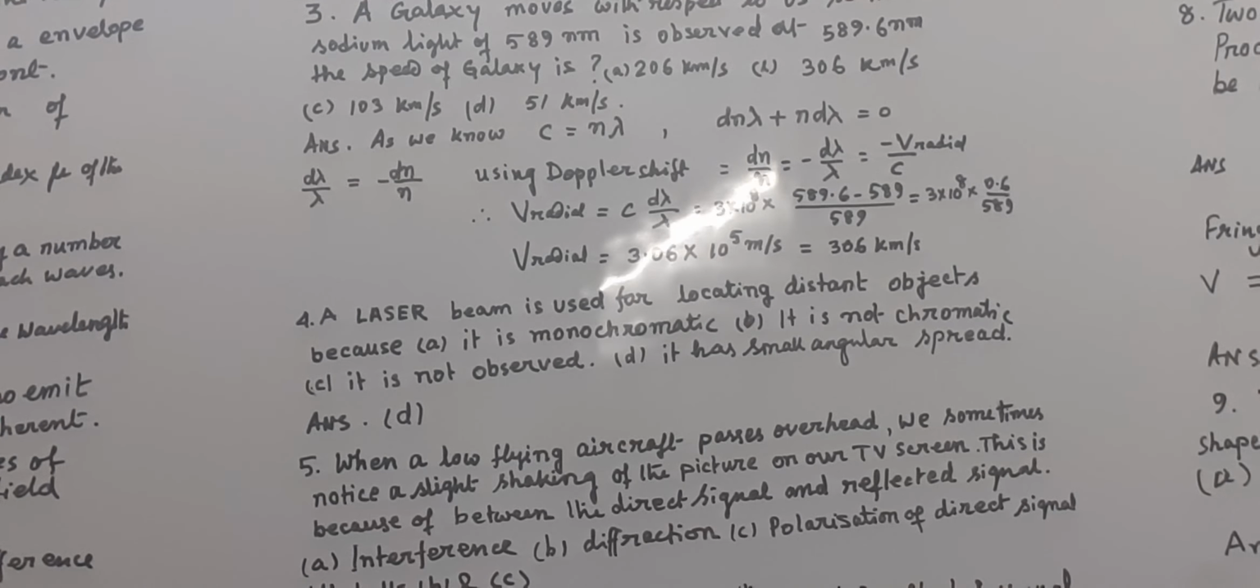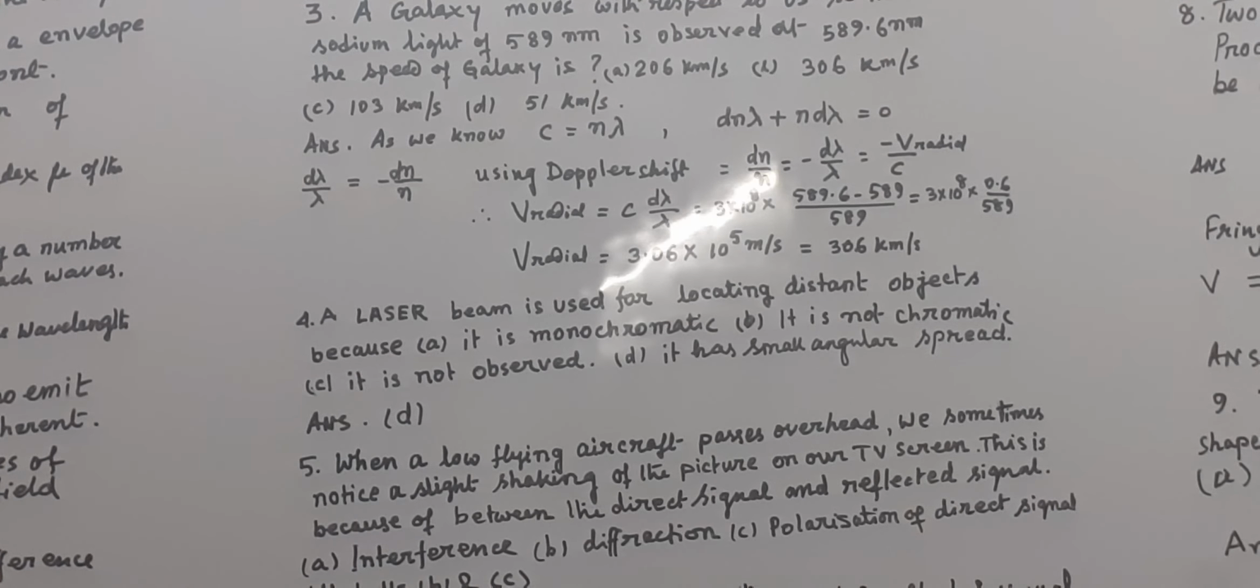Then v radial, we can write as c into d lambda by lambda, putting all the given parameters, that is velocity of light, difference in wavelength divided by actual wavelength. Then we can see that it is coming 3.06 into 10 to the power 5 meter per second, which is 306 kilometer per second. It matches with choice B. So, the answer will be B.